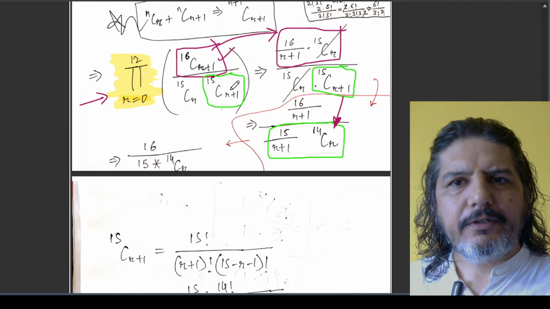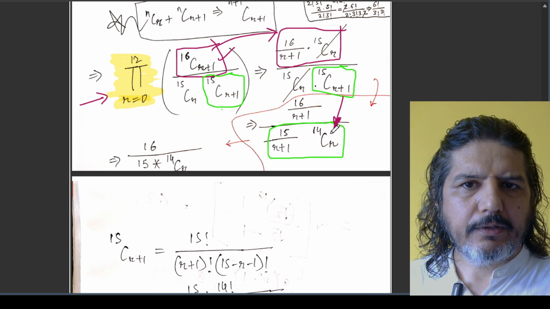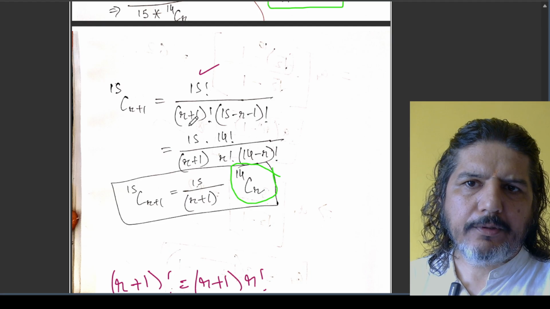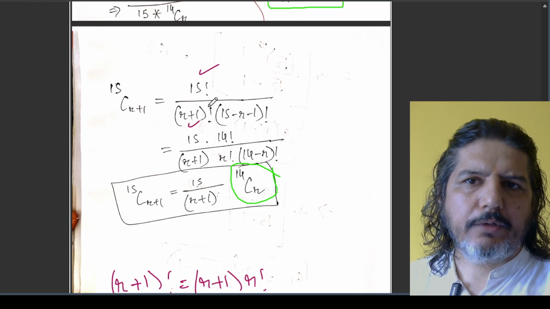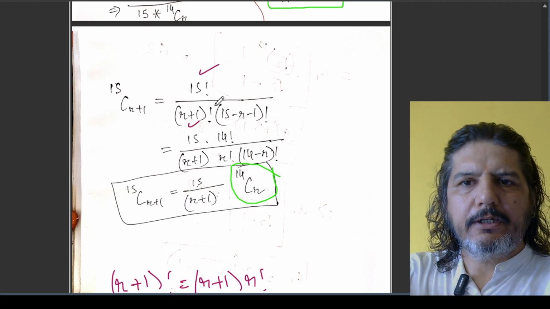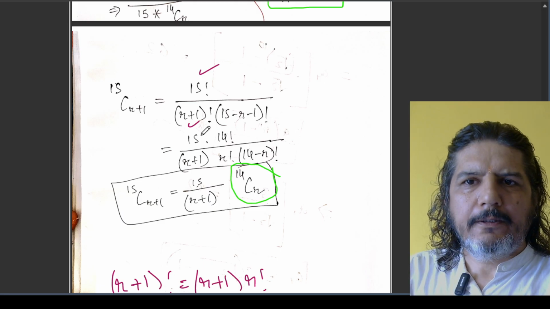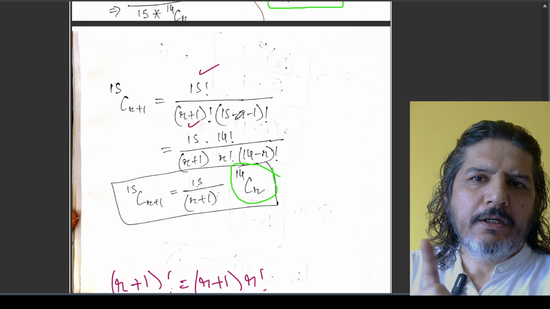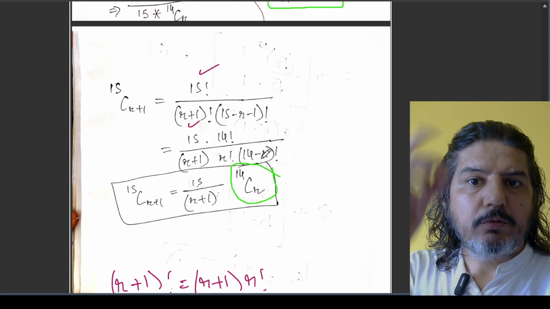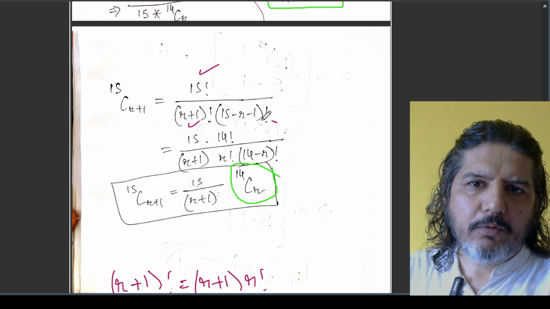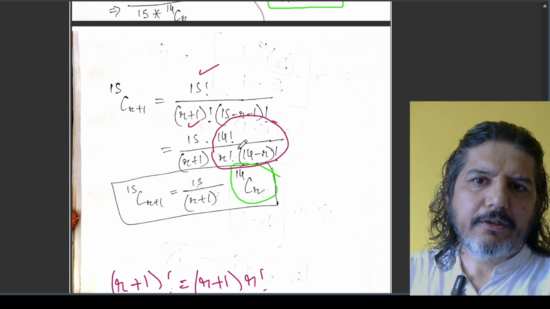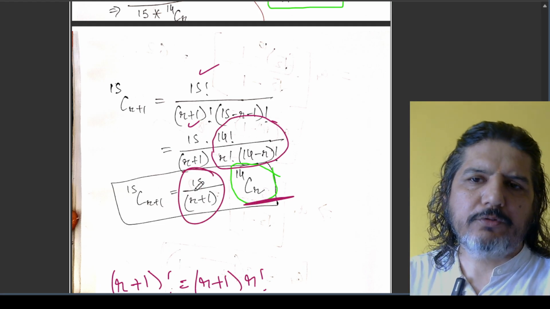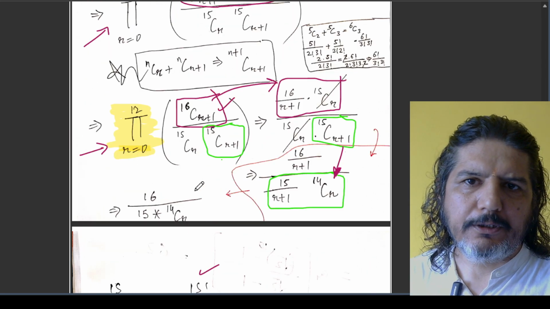Now similarly, 15CR plus 1 can be written as 15 upon R plus 1 into 14CR. Again, you can have a look at the result. So 15 factorial upon R plus 1 factorial into 15 minus R minus 1 factorial. I have broken 15 factorial as 15 into 14 factorial. And this R plus 1 factorial has been broken into R plus 1 into R factorial. And this 15 minus R minus 1 would be equal to 14 minus R factorial. So now look at this. Whole of this is 14CR. And this is 15 upon R plus 1. So that is why I have used the result which I am showing here.